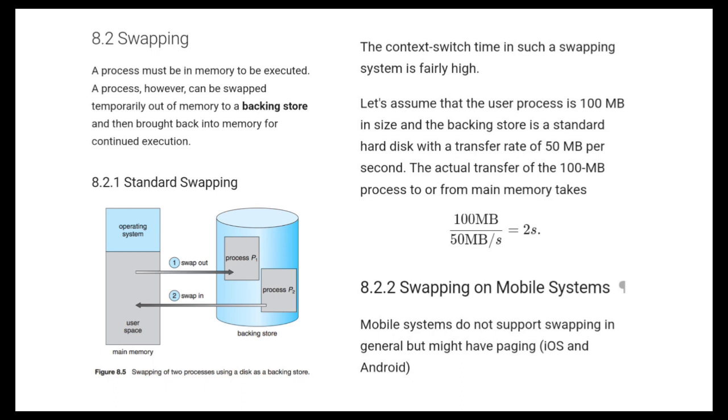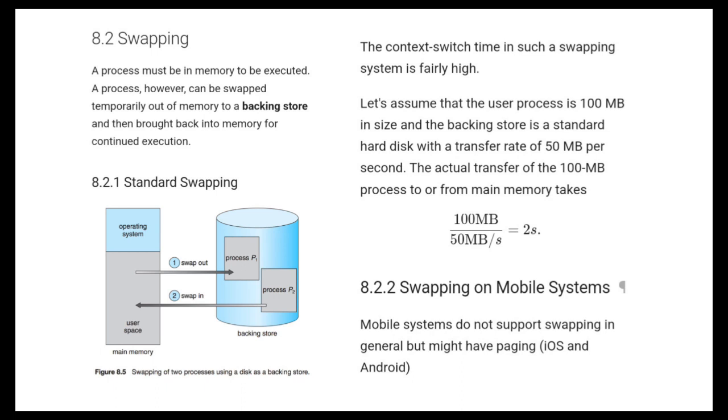The first type is standard swapping. If compile time or load time address binding is used, then processes must be swapped back into the same memory location from which they were swapped out. If execution time binding is used, then the process can be swapped back to any available location. Swapping is a very slow process compared to the other operations.